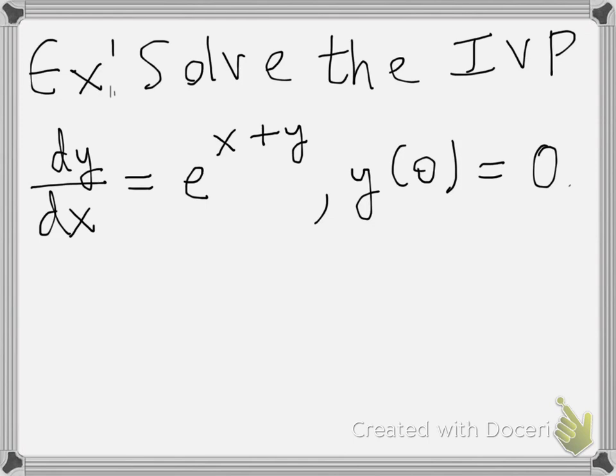So suppose we're asked to solve the initial value problem dy dx equals e to the power x plus y, subject to the initial condition that y of 0 equals 0. Now we only know how to solve separable differential equations, so the very first thing we need to do is to convince ourselves that this differential equation is separable, and then find the general solution using the method of this section, and then we will plug in the initial conditions to solve for our constant of integration.